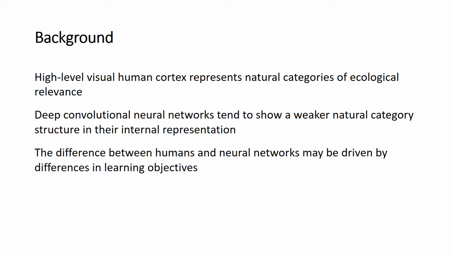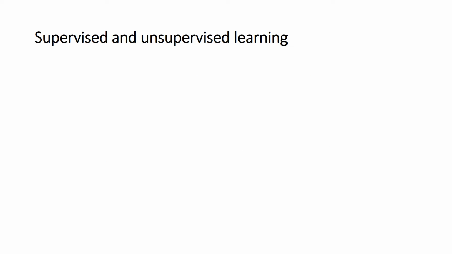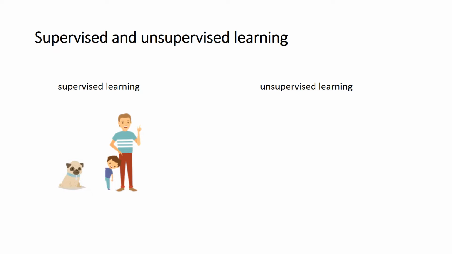The difference between humans and neural networks may be driven by differences in learning objectives, which reflect the computational goals of the system. Humans learn to understand the world through both supervised and unsupervised learning. When a child sees an object and his father says that the object is called a dog, the child is subjected to supervised learning. The learning goal here is to map visual input to category labels.